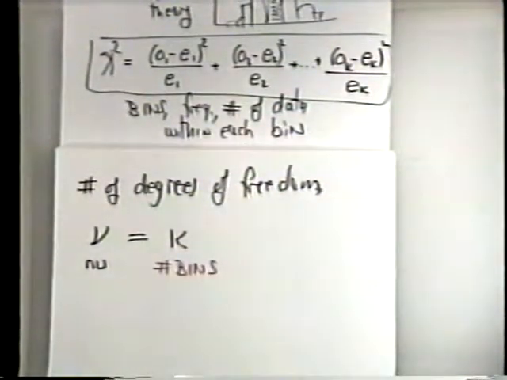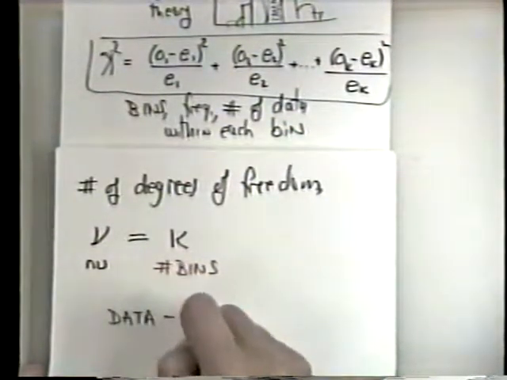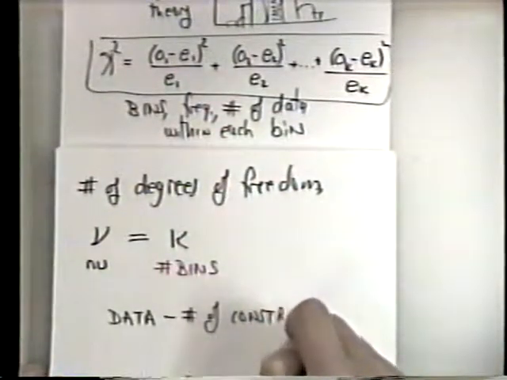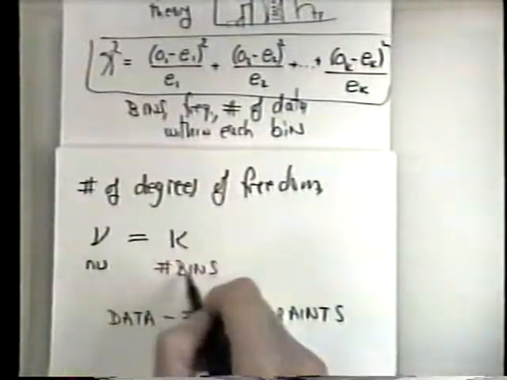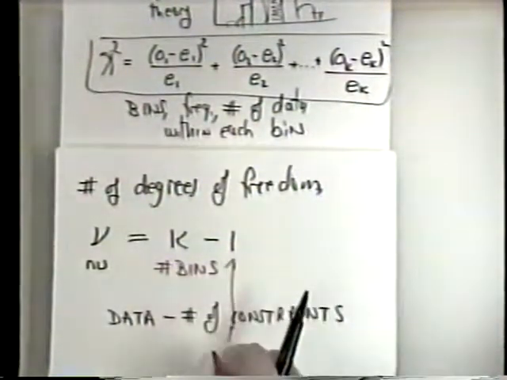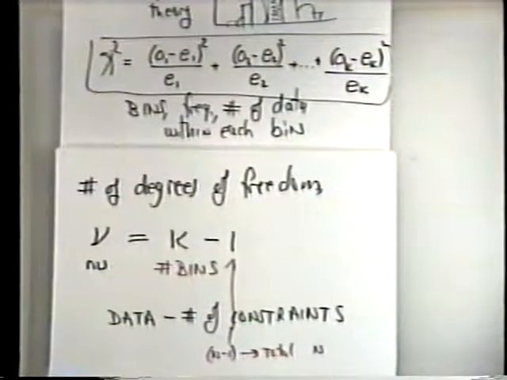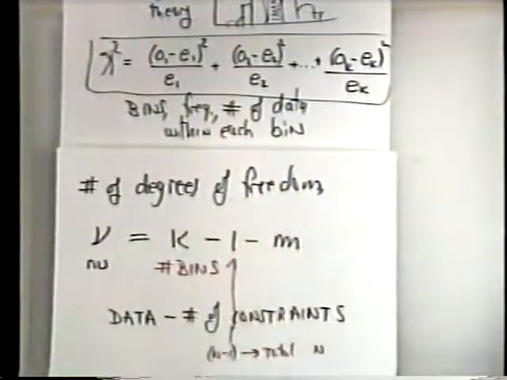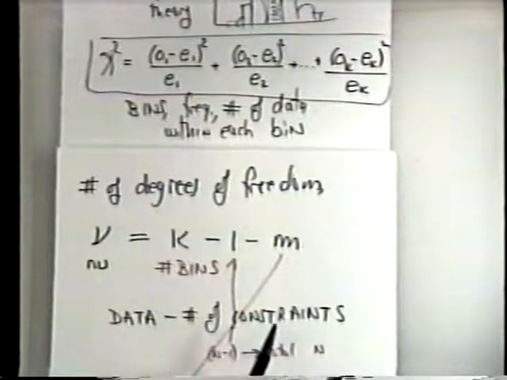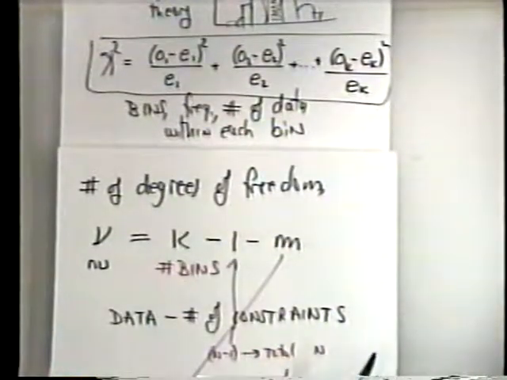And typically, the number of degrees of freedom depends on how much data we have. It's typically the data minus the number of constraints that we put on the data. So we have the number of bins minus 1. The reason why it's minus 1 is because if I tell you all of the number of data in the n minus 1 bins, by subtracting from the total, you can know how much is in the last bin. So we put a constraint on this in the way we put things into bins. Minus m, where m is the number of parameters needed in the fit.